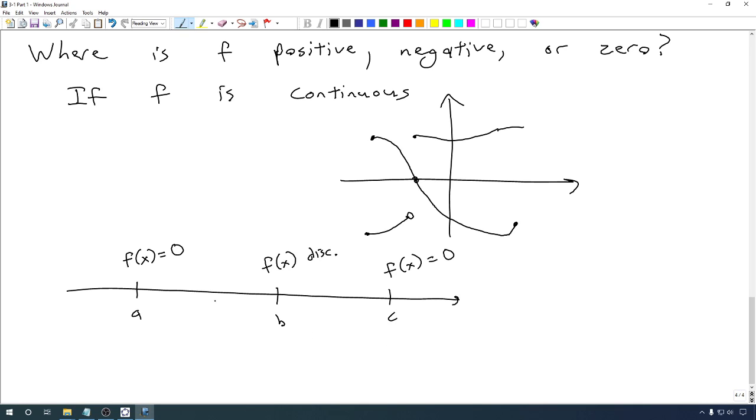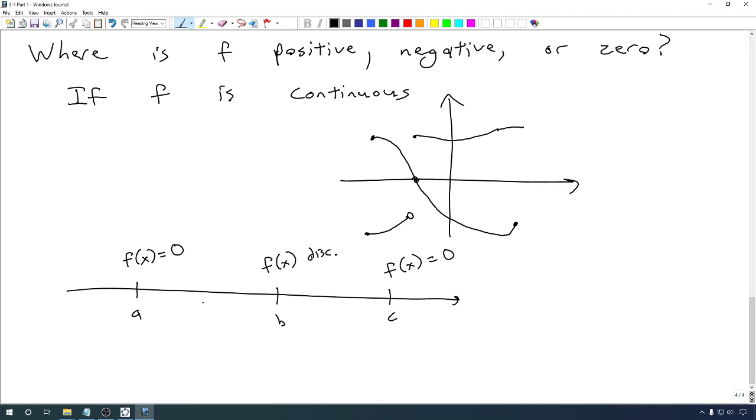Then I know on these intervals, if I determine every place where it equals 0 or is discontinuous, then I know on these intervals it's either always positive or always negative. There's no way it can switch in the interval from A to B from being positive to negative or vice versa, because I know there's no place where it equals 0 or the function is discontinuous in that interval.